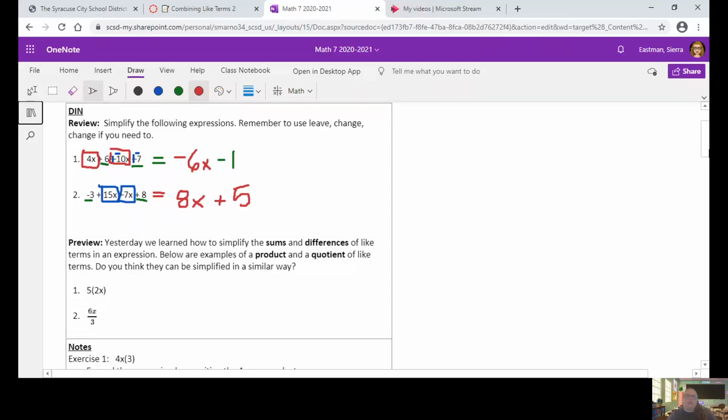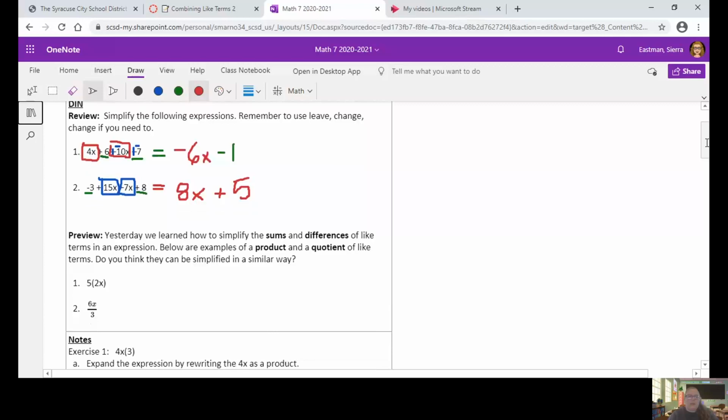Think about the rule that we learned yesterday. And then think about if these types of expressions could be simplified in a similar way. What do you think? Maybe try some things and just write those down for me.